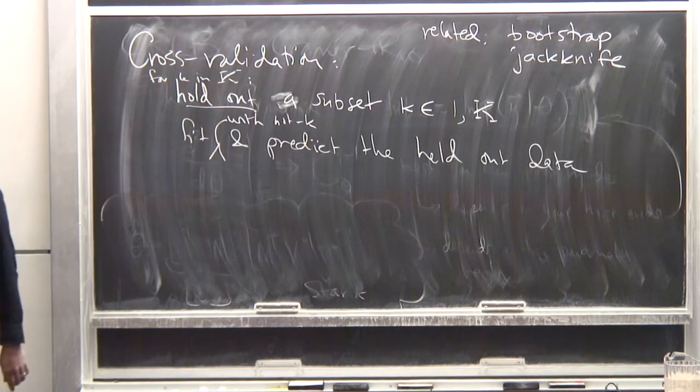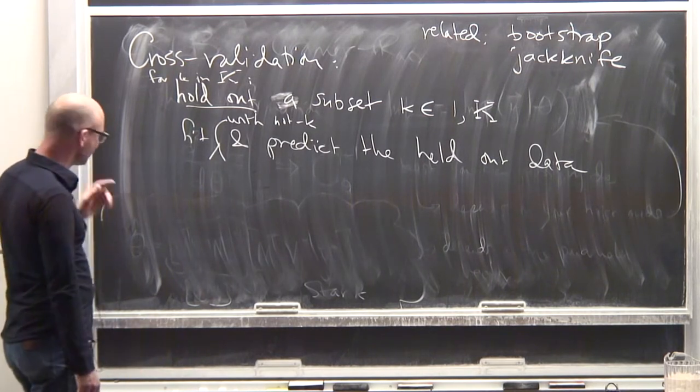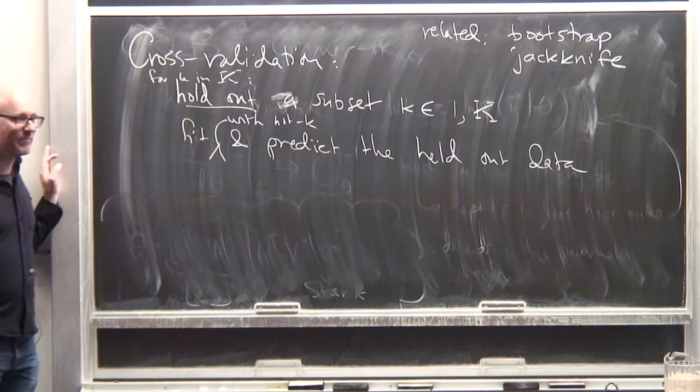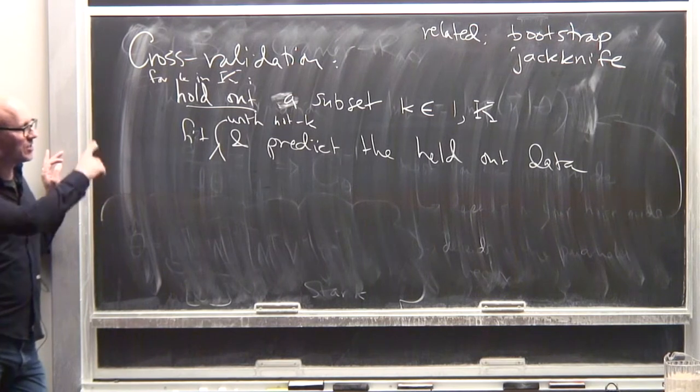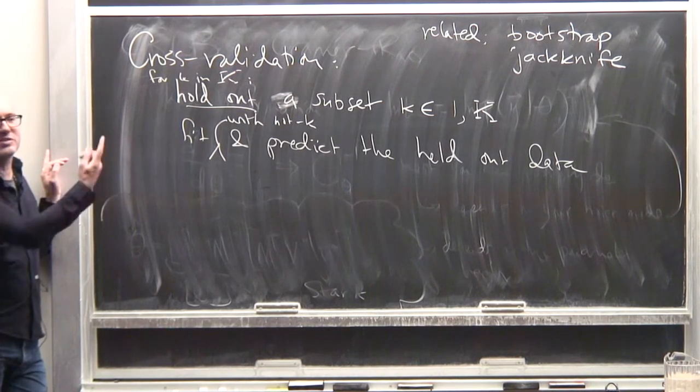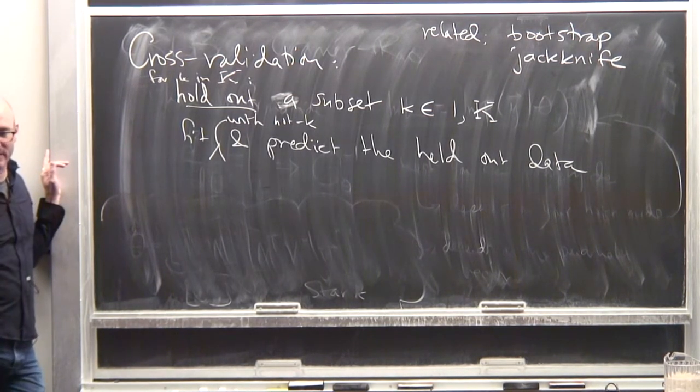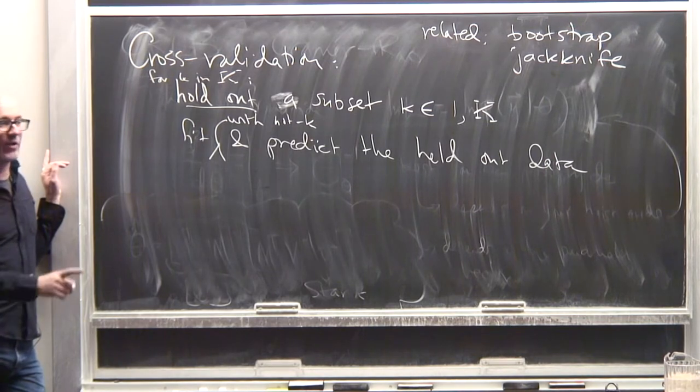Yes? If you're doing something like a large-scale structure or CMB-based analysis, what is your data? Is it the summary statistics? Is it the raw data? What do you keep out? Good. One of the things that's nice about the question is, what data do you withhold, or how do you subset the data, or in what space do you subset the data? Great question. There's a big literature.